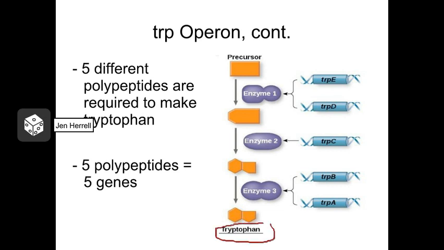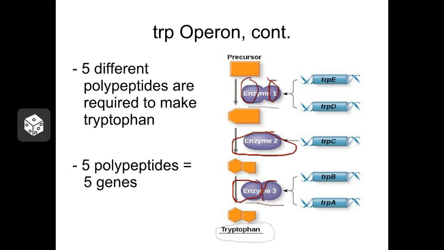In order to make tryptophan, bacteria need three separate enzymes. These enzymes consist of 5 different polypeptide units. So 1, 2, 3, 4, and 5. In order to manufacture these 5 separate polypeptides, the bacteria need to activate 5 separate genes. 1, 2, 3, 4, and 5.